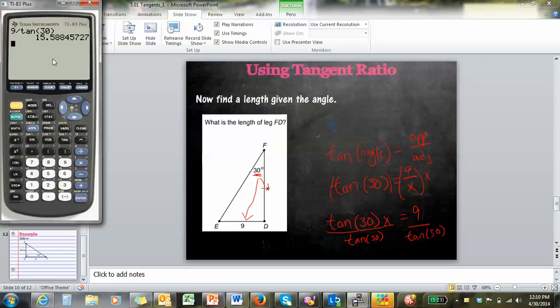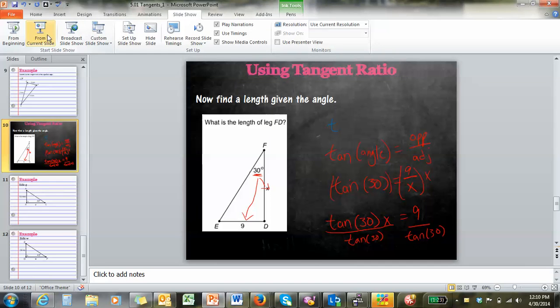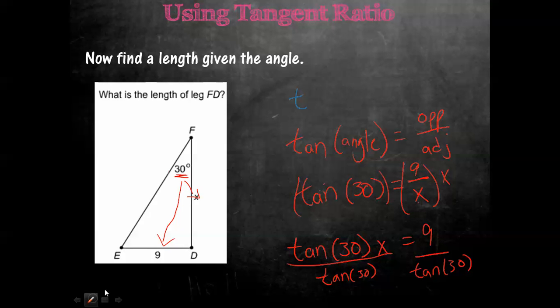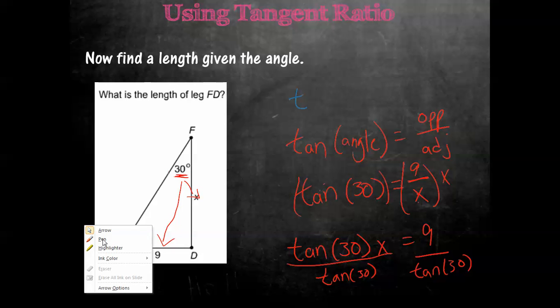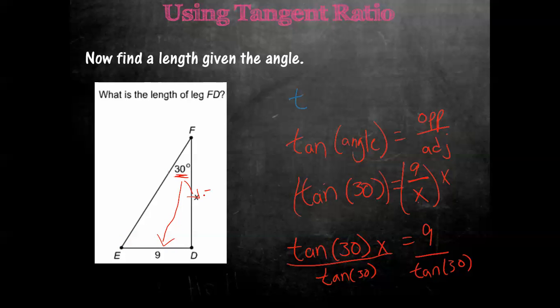So we know that this side length, and for this one, we're just going to round it to the nearest tenth. So we're going to say that this side length is 15.6. So we know x equals 15.6.